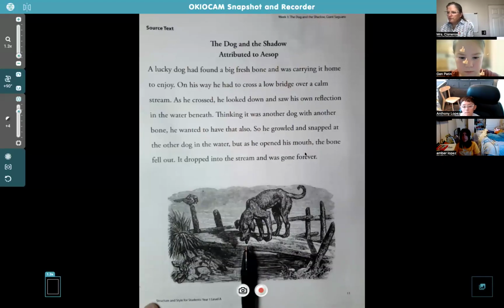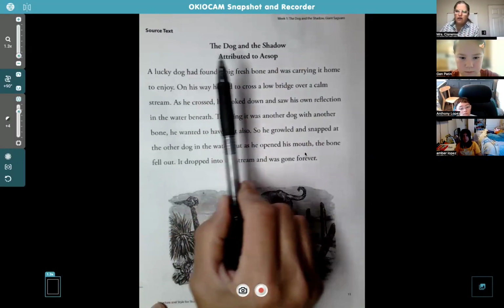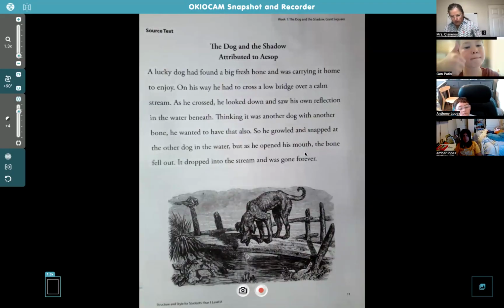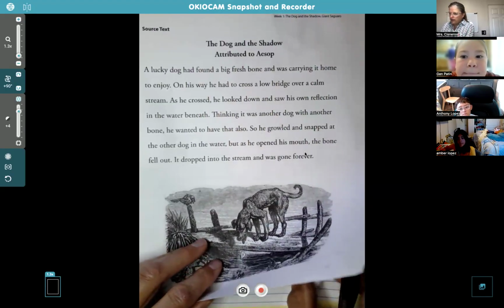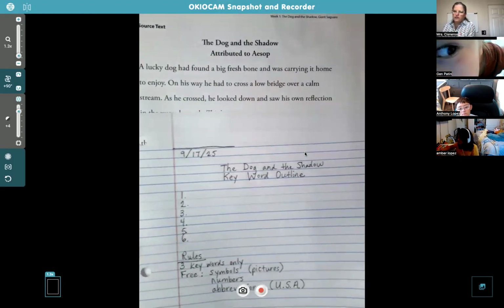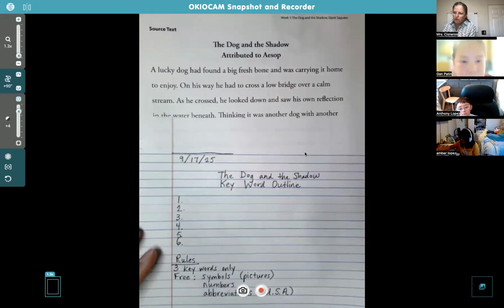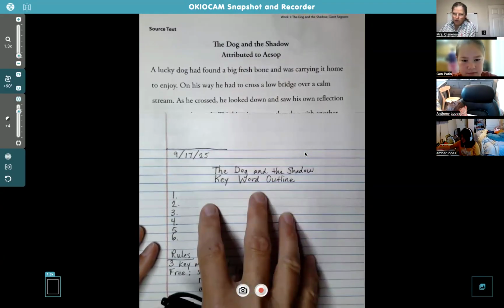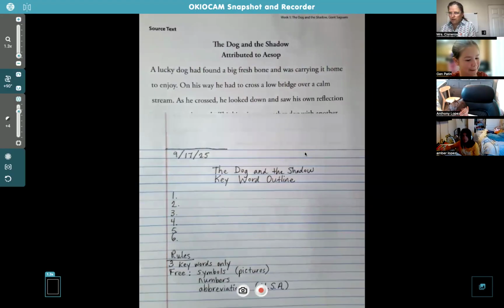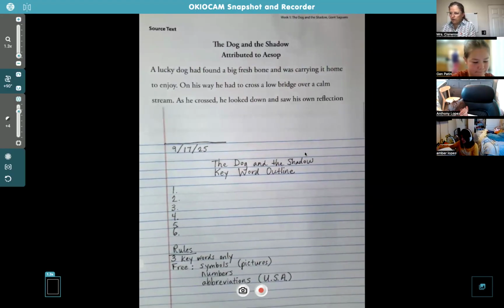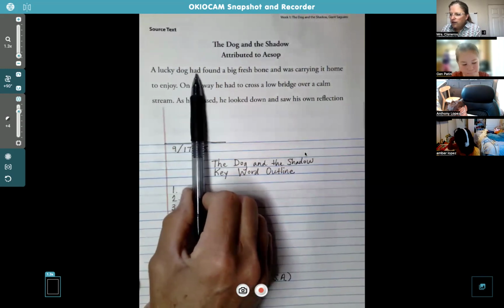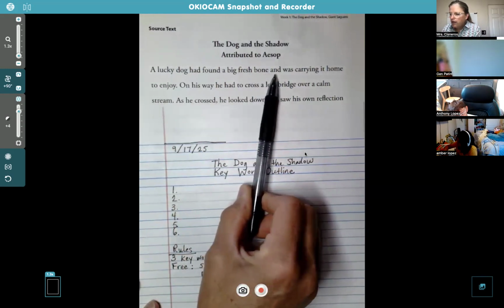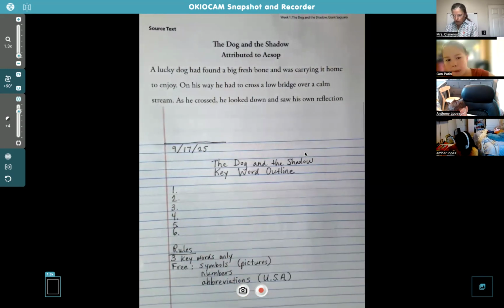Okay. Now we're going to look at each sentence. And what we're going to do is build an outline. And we're going to take some notes here. So let's go back, so you should have these side by side in front of you. Have the story on one side, have your outline on the other side so you see both at the same time. I'm going to go like this so you can see them both. The very first sentence says, a lucky dog had found a big fresh bone and was carrying it home to enjoy.